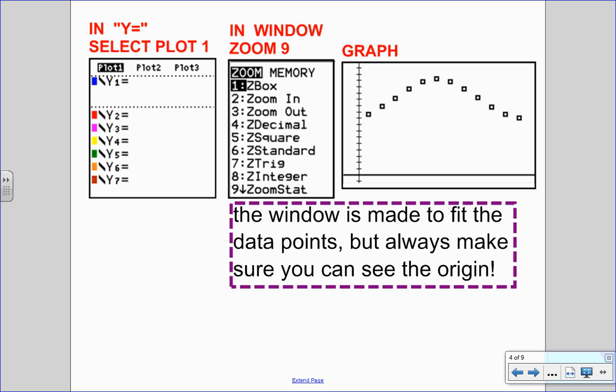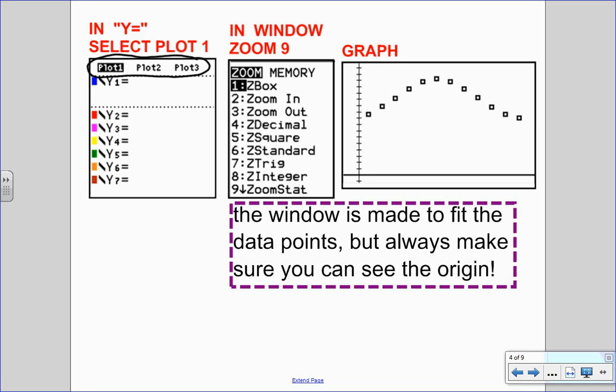Now what we're going to do is turn the plots on, which means I want to plot some points. So I don't know if you've ever noticed these, but in your y equals, there's these plots up here, and we always have them turned off. So what we're going to do is go up to the top of y1 and press enter to highlight plot 1.